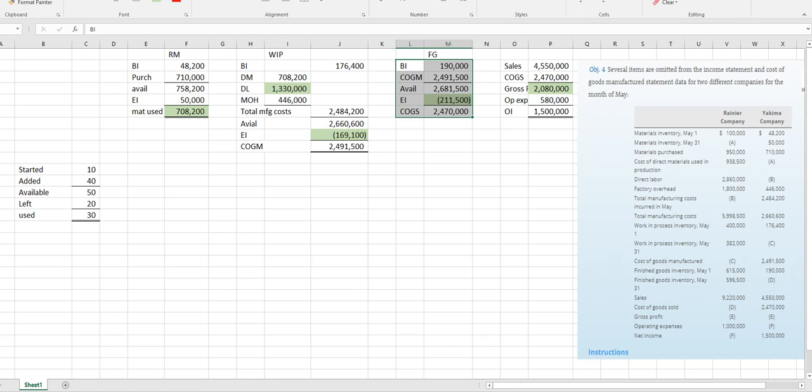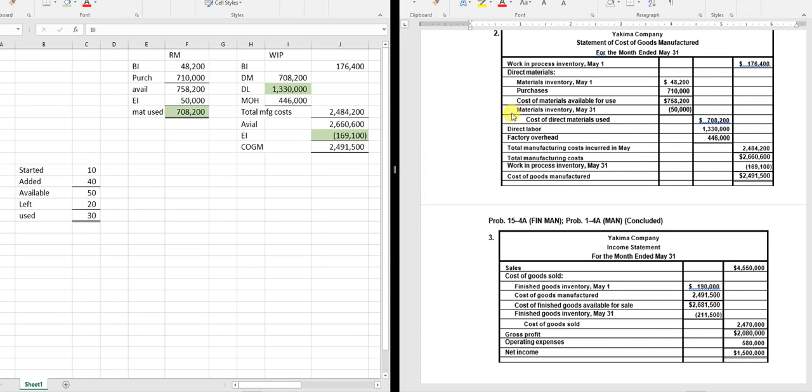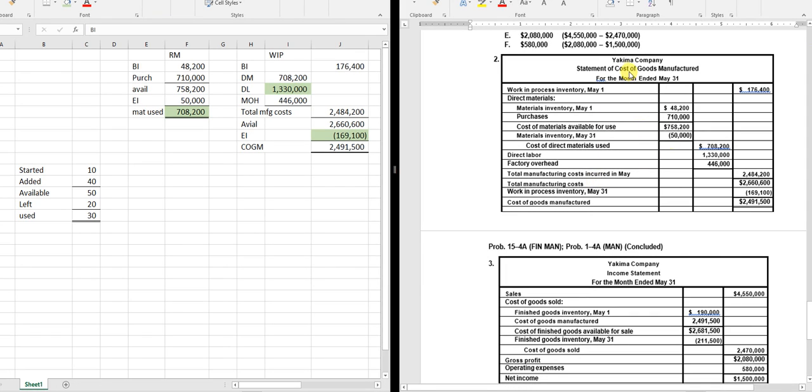And they sandwich this statement right in there. So I'll pause it. Okay, so if you'll see this, this is the actual solution to it. This is their statement of cost of goods manufactured. So I want you to look at just this outside column right here. I've got 176,400 plus 708 plus 1330 plus 446. Again, you can see that this statement right here is these two, and then they have this one kind of sandwiched in there.